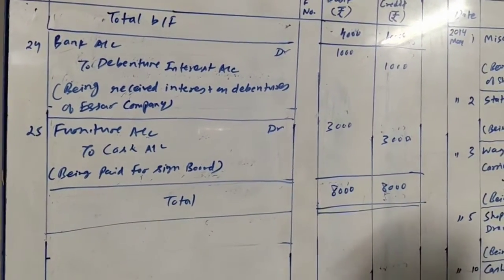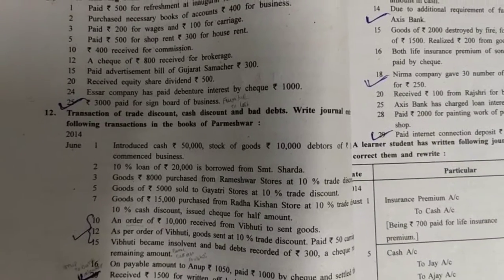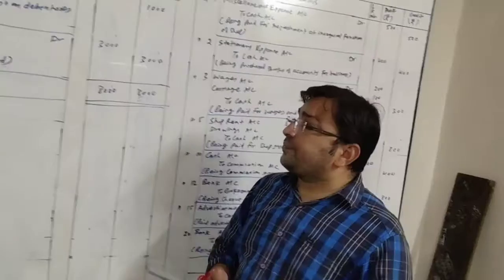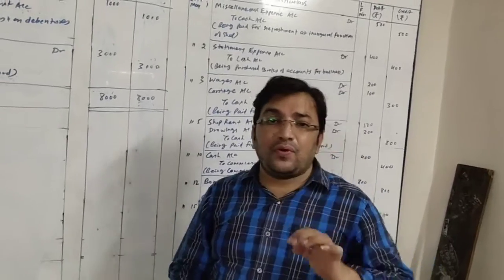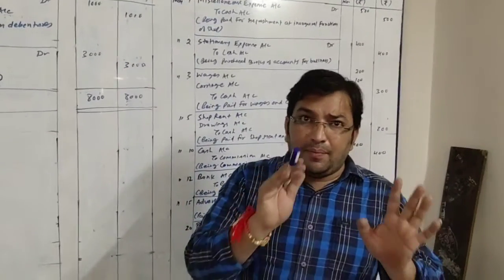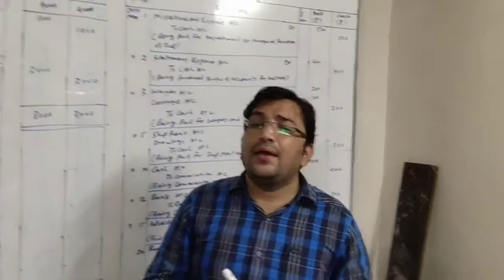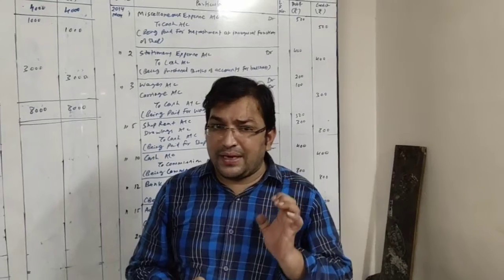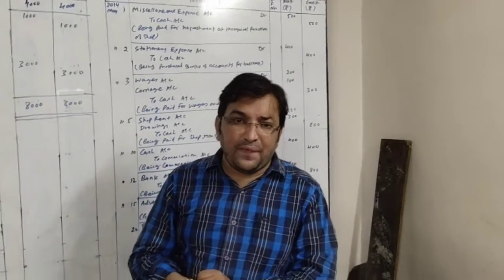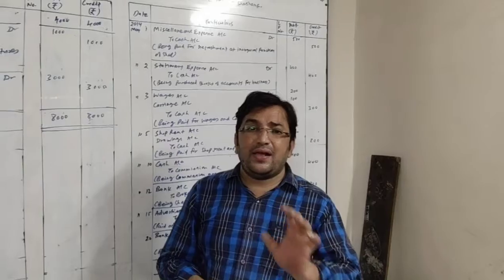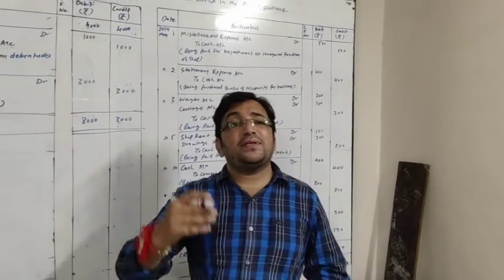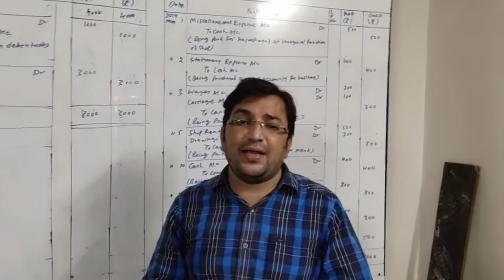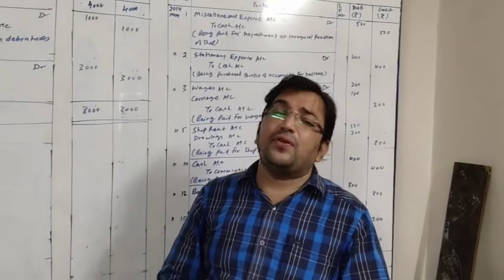Okay, the last transaction is 3,000 paid for sign board of business. Rupees 3,000 paid for sign board of business. Normally sign board is made for the attraction, right? But it is considered as a furniture. So it will be recorded to the furniture account. It is not considered as an expense because the benefit of this expense remains to the firm for more than 1 year. So it is considered like an asset. So it will be debited to furniture account.